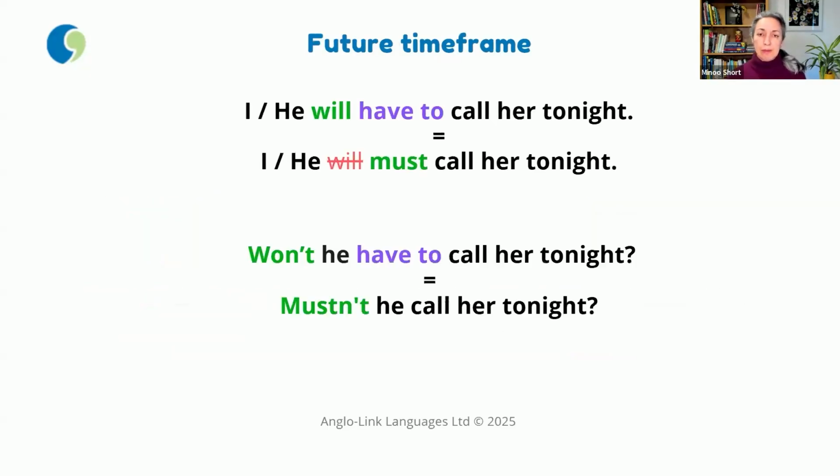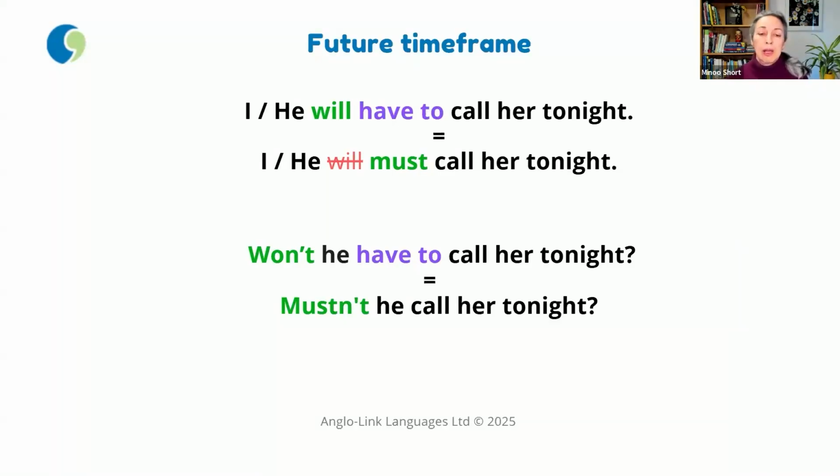Let's look at the future time frame. What happens to these two verbs in the future time frame? Well, have to, again, as an ordinary verb, can combine with the modal verb will and create the future simple tense. So he or I will have to call her tonight. Whereas, again, the modal verb must cannot combine with will, so we can't say I or he will must. However, we can use must, actually the present form, also for a future idea, for a future time frame. So we can also say, I must call her tonight.